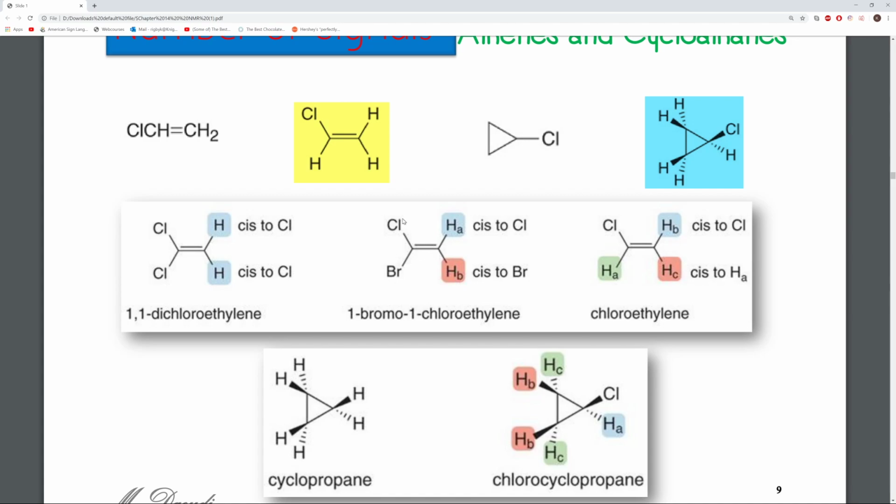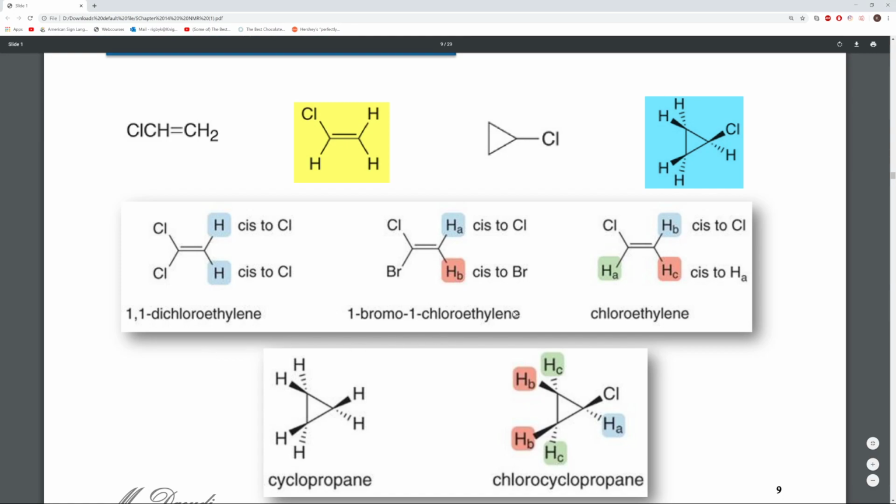However, when we look at the next example, 1-bromo-1-chloroethylene, HA, the top one, is cis to Cl, and HB is cis to Br. So they are in different environments, so they're different types of hydrogens, and they'll have different signals on an NMR spectrum. Finally, looking at chloroethylene, this one's going to have 3 different signals, because HB is cis to Cl, HC is cis to another H, and then HA is on a completely different carbon, so that one's going to have a different type of environment and a different type of signal.